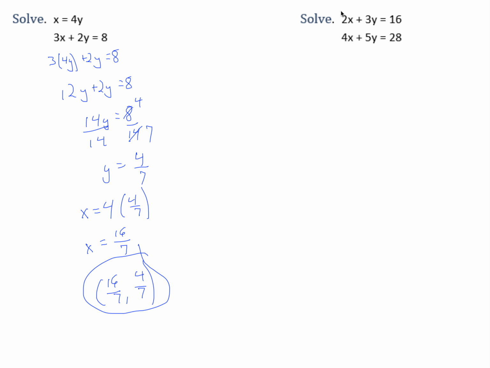So what we'll do here is solve for this x right here. Towards the end, I'll show you a quick variation that can actually make things a little bit easier. So we're going to solve for x, so we would subtract 3y from both sides first.